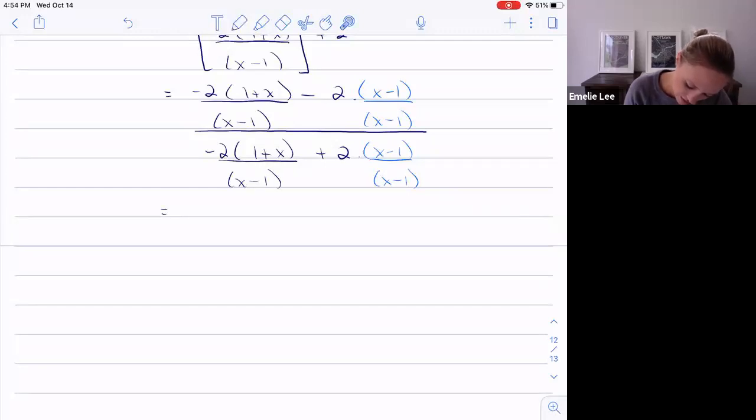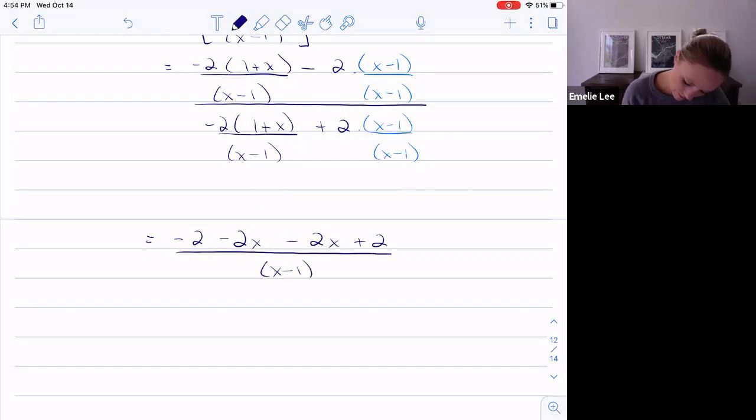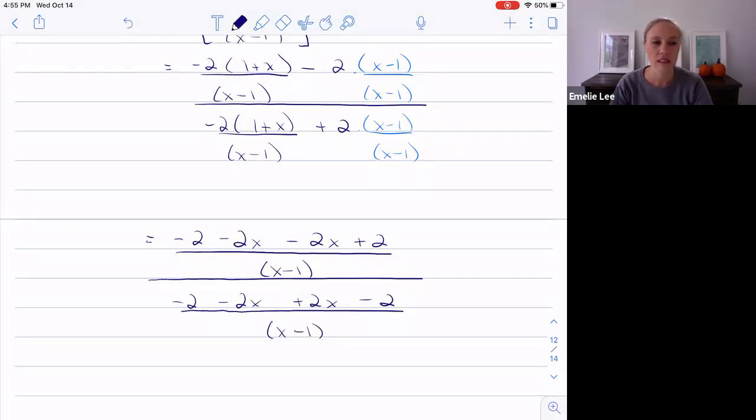I'm dealing with a page break here, so eek. What am I supposed to do? I need 4 lines and I've only got 2. Split it across a page? No way. Here we go. Negative 2 times, let's expand this a little as we go. Negative 2 times 1 is negative 2, negative 2x, negative 2x plus 2, all over x minus 1. And that's all over negative 2 minus 2x plus 2x minus 2. I hope I did this right, because it looks good so far. All over x minus 1 is the common denominator. Yeah, looks good.